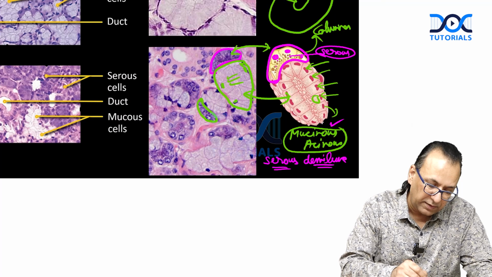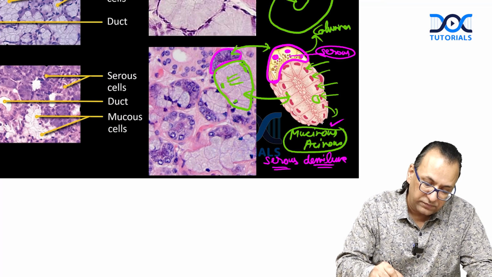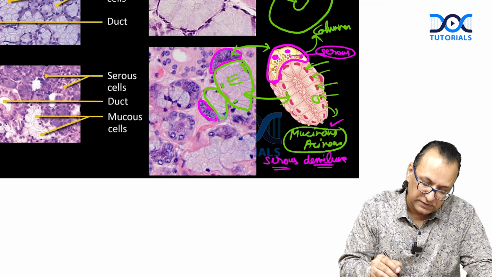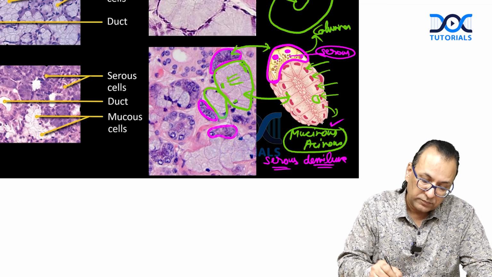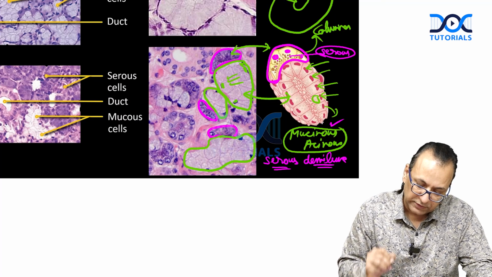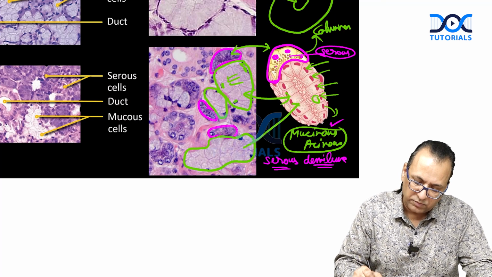One more, you see this is a serous cap. Let us keep the color code same as we are telling. This is the serous cap on the mucinous acinus. So this is the mucinous acinus. So how do you know that this is mucinous acinus?